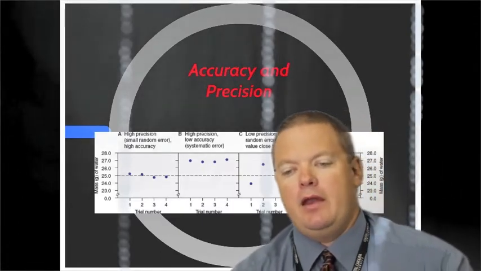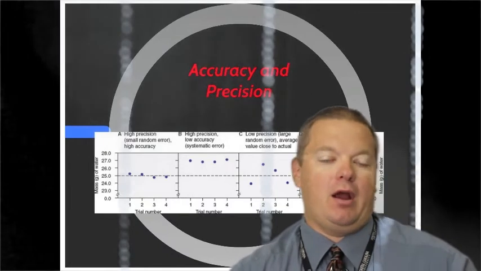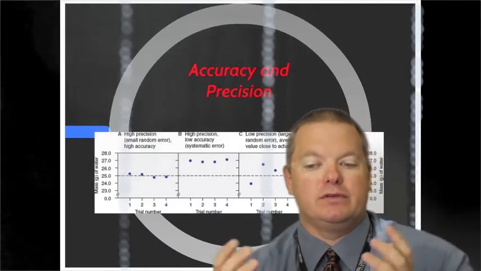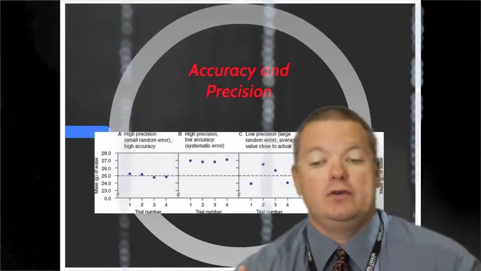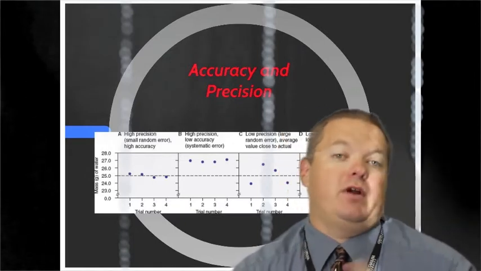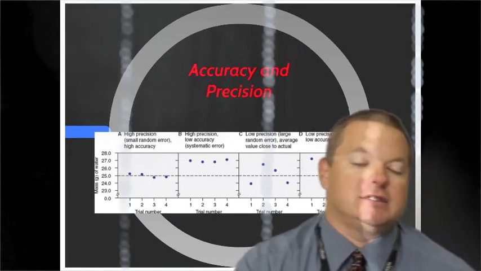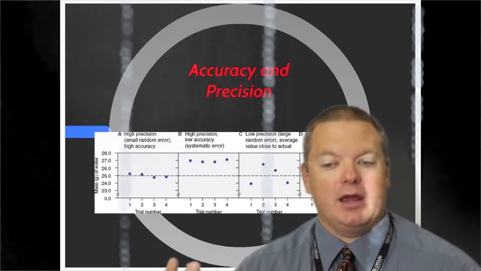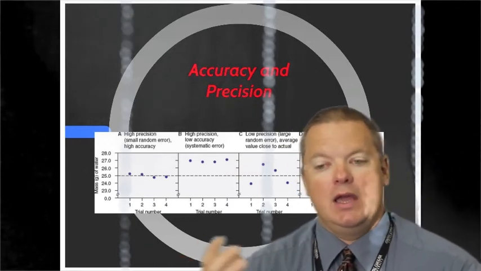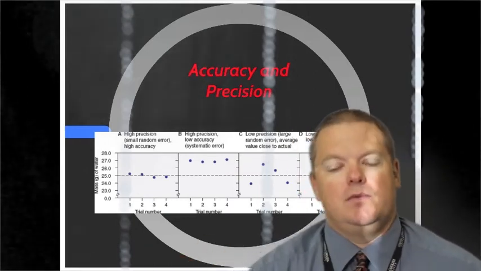And in part D, again, the average of those values isn't giving us the true value. The values themselves are fairly far from each other. So D is our classic example of measurements that have low accuracy and low precision.